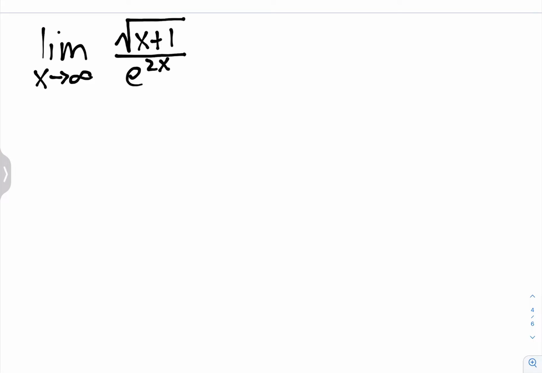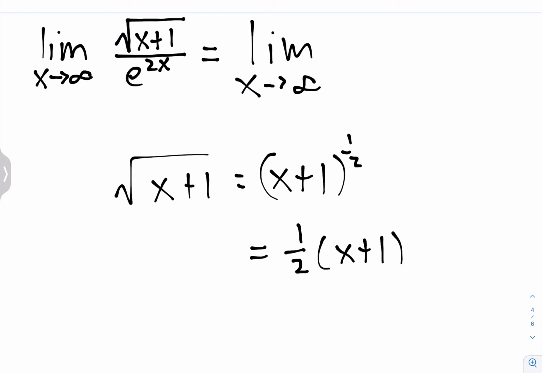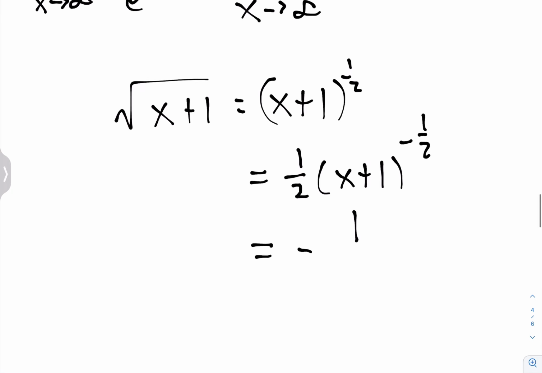Okay, so let's use L'Hopital's rule. Let's differentiate the top and the bottom. So this is going to be the limit as x goes to infinity of, well, the square root of x plus 1. That's the same as x plus 1 to the power of 1/2. So we can bring that 1/2 out front using our power rule and reduce this exponent of 1/2 by 1. So that's going to be negative 1/2. So this is going to be 1 over 2 root x plus 1.